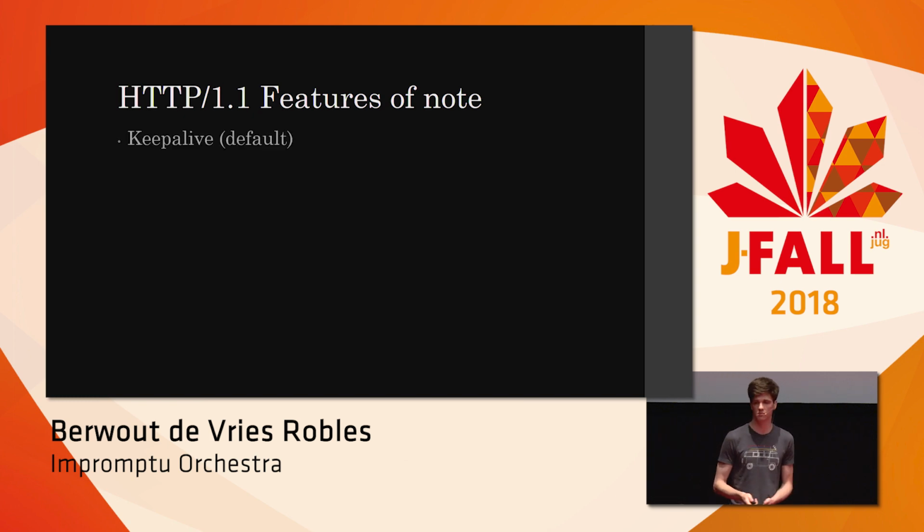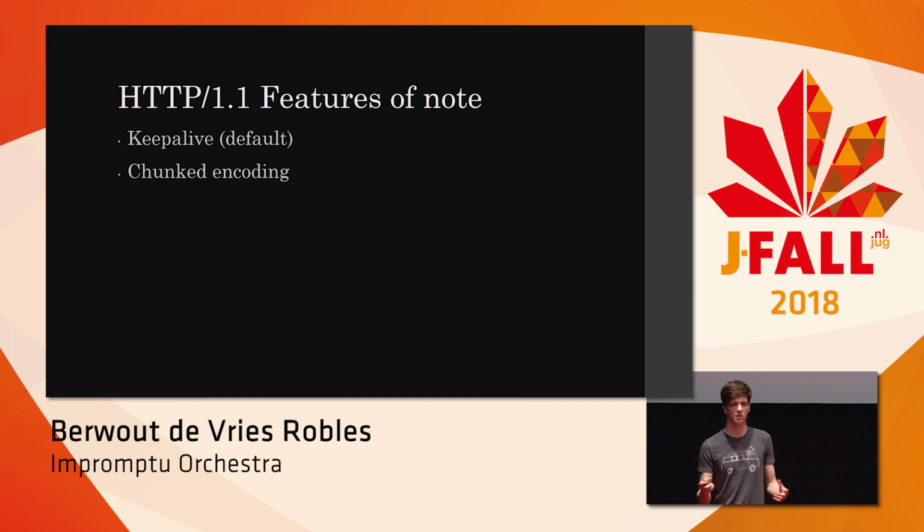Some features of note. We had keep alive. Before, we would send a request, receive a response, and then terminate the connection. And every time we would have to initiate a new TCP handshake for every request. So they made keep alive, which is default. You don't need to send a header for keep alive. It keeps your request alive for 30 seconds by default. And they also backported this into HTTP 1.0 because they thought it was such a good idea.